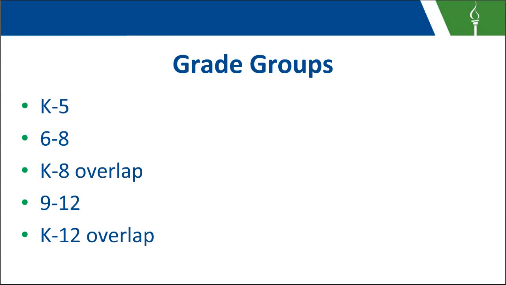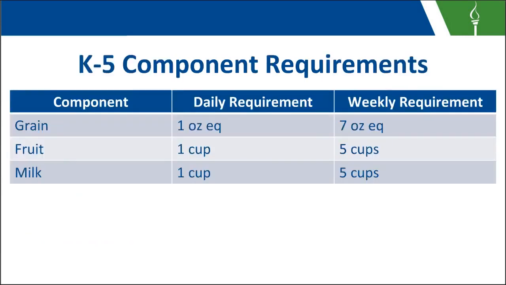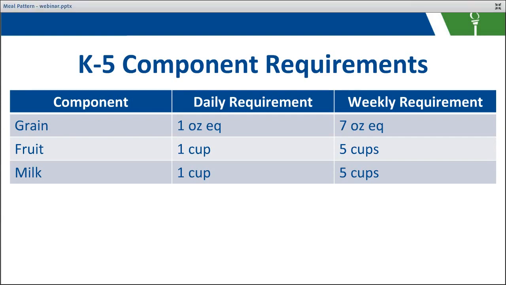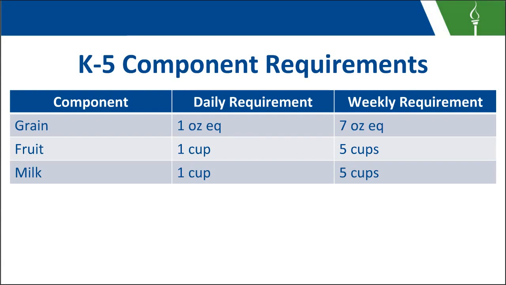So again, we have 3 grade groups here, with an overlap between grades K through 8 and an overlap between grades K through 12. For grades K through 5, you need to offer at least 1 ounce equivalent of grain daily, 1 cup of fruit, and 1 cup of milk daily, making sure that kids are getting 7 ounce equivalents of grain over the course of the week, and 5 cups of both the fruit and the milk component.